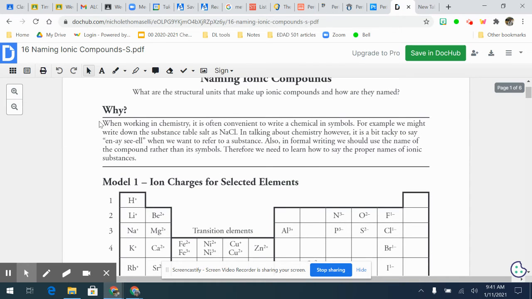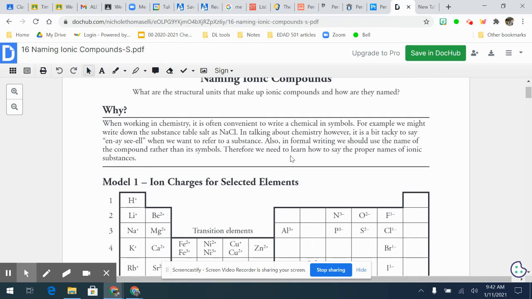So the why. When working in chemistry, it is often convenient to write a chemical in symbols. For example, we might write down the substance table salt as NaCl. In talking about chemistry, however, it is a bit tacky to say NaCl when we want to refer to a substance. So we don't usually call out the element symbols when we're just talking. We use the full name. Also, in formal writing, we should use the name of the compound rather than its symbols. Therefore, we need to learn how to say proper names of ionic substances.